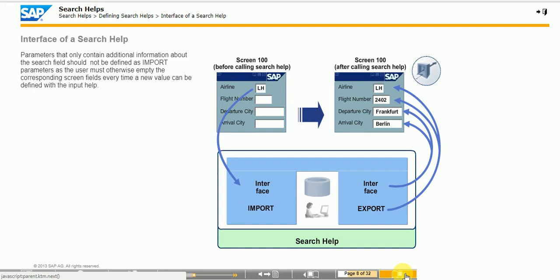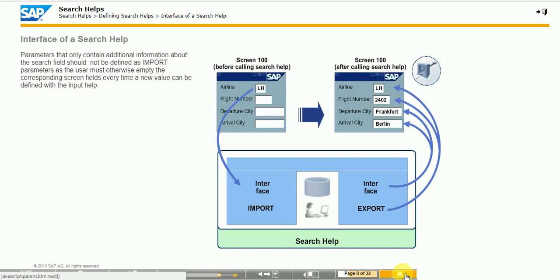You can also define the interface parameters that do not appear in either the hit list dialog or the dialog box for value restricting. This is useful, for example, when screen fields that do not appear on either of the two dialog boxes are to be updated when you select a value. The location from which the import parameters of a search help get their values and the screen fields in which the contents of the export parameters of the search help are returned are defined in the search help attachment.